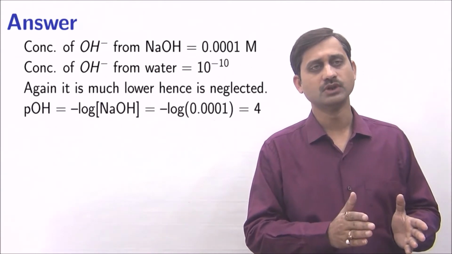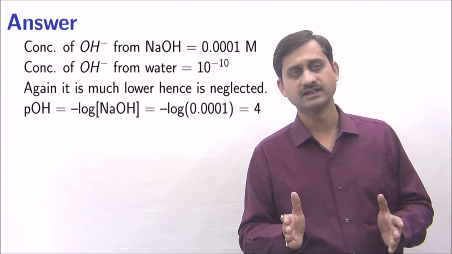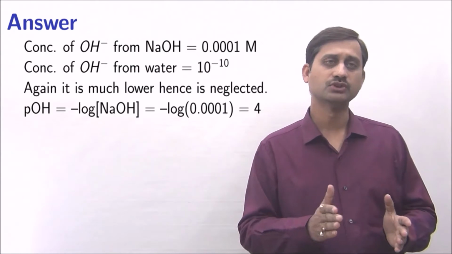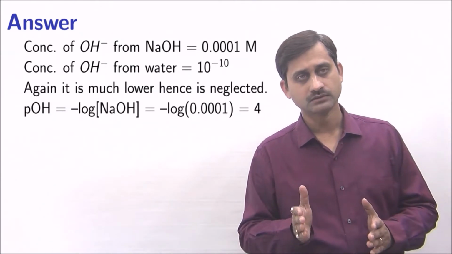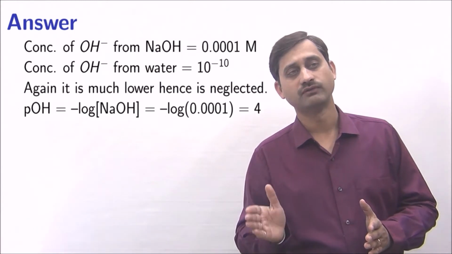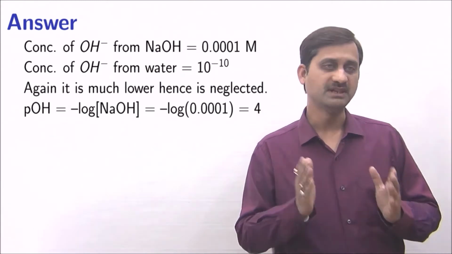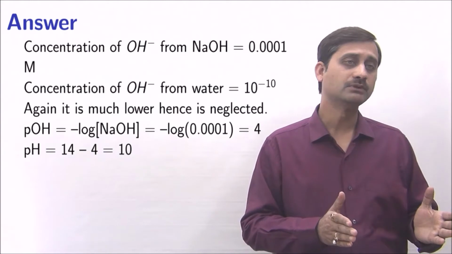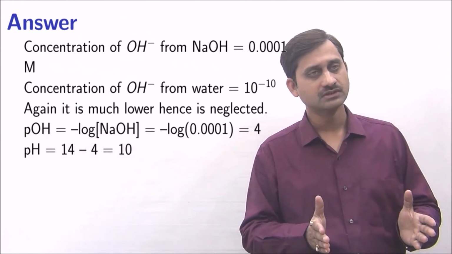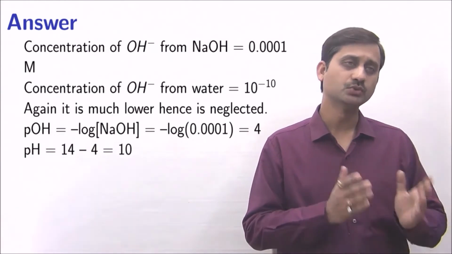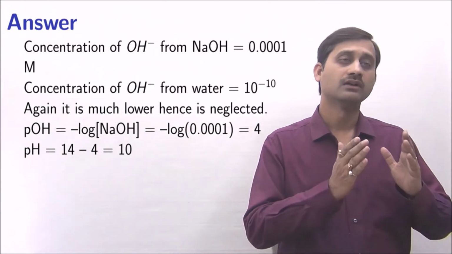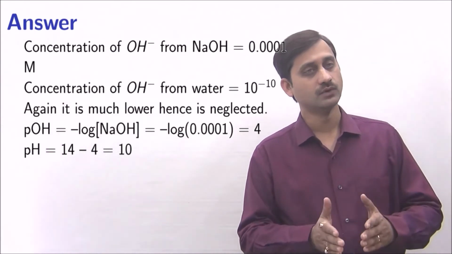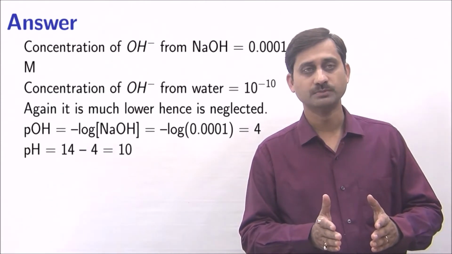pOH will be equal to negative log of sodium hydroxide concentration, that is equal to negative log of 10 raised to power minus 4, that is equal to 4. Now pH is pKw minus pOH. Considering the temperature at 298 Kelvin, the pH is 14 minus 4 and that comes out to be 10.